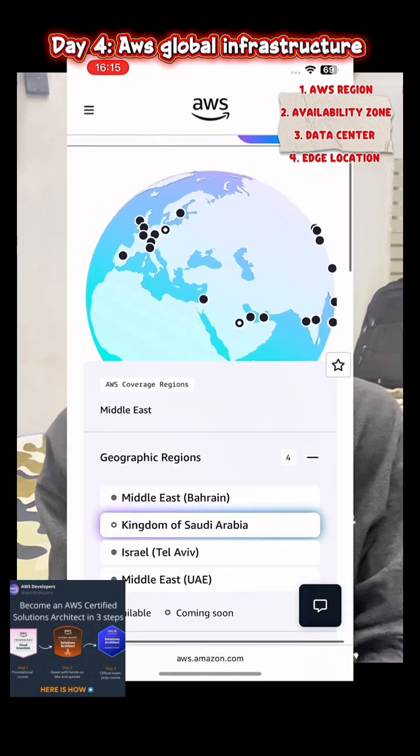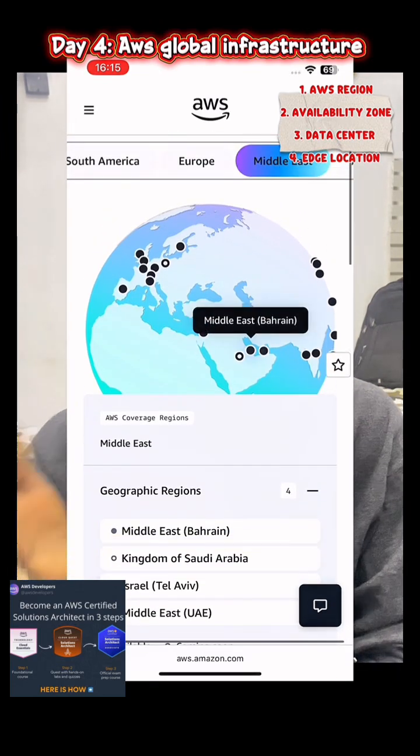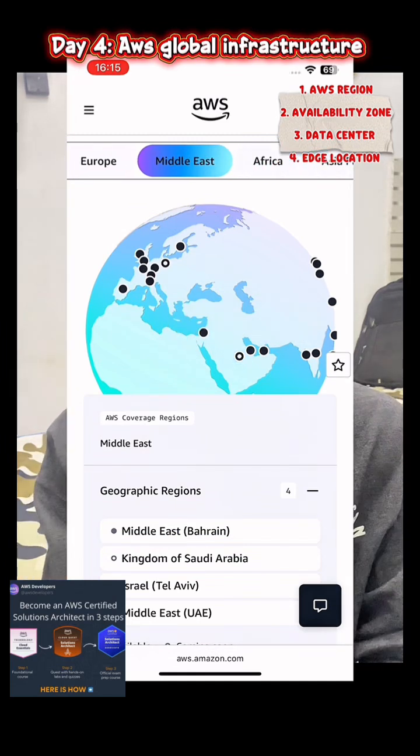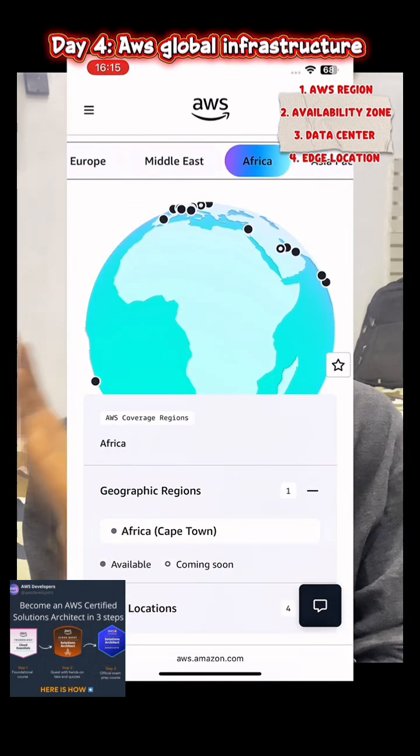Now, all these regions, they have a name. You can see US East 1, you can see EU West 1, all those things, they have a name. I'm going to show you in the practical aspect.